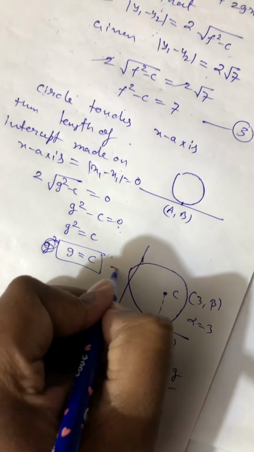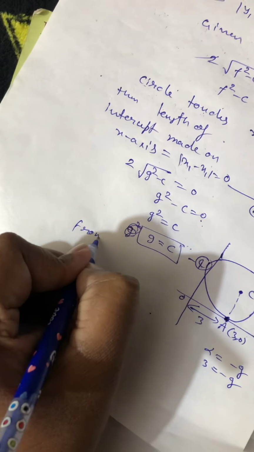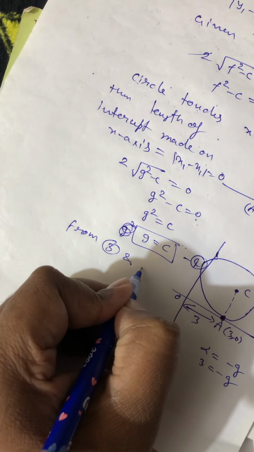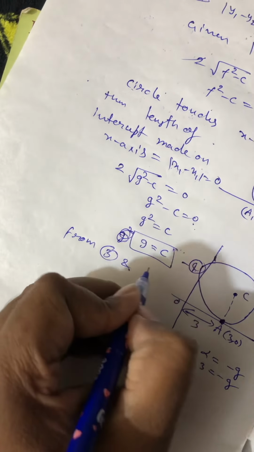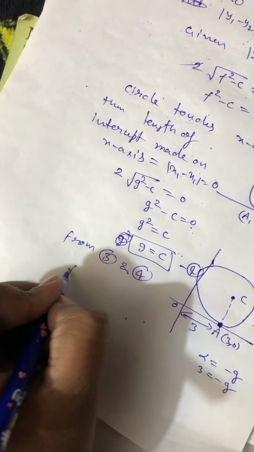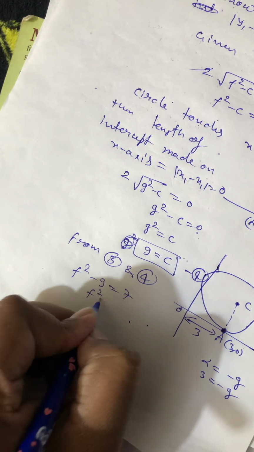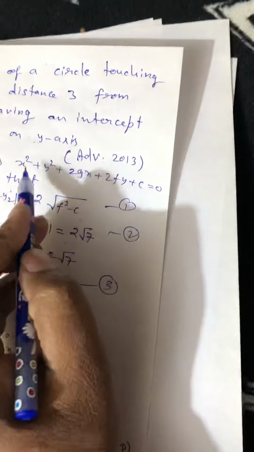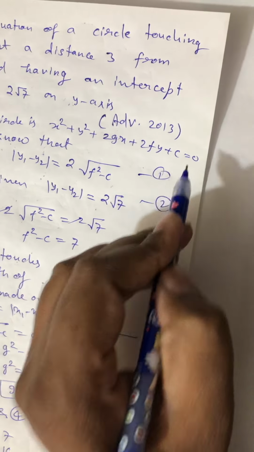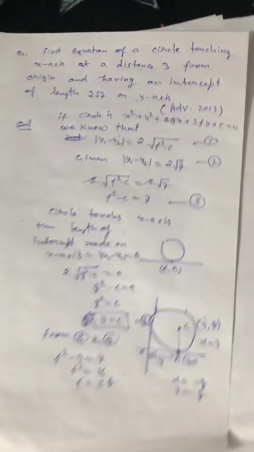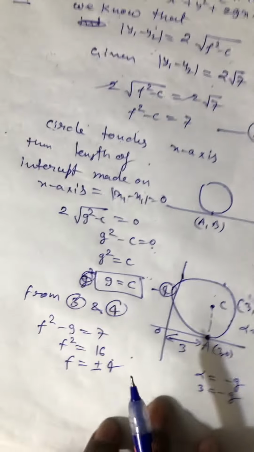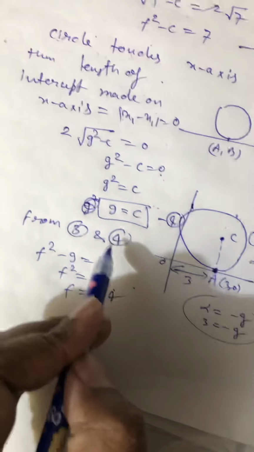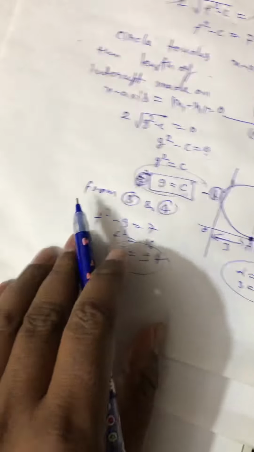Using the value of c from 3 and 4, I can also find the value of f. Using 3 and 4, f square minus 9 is equal to 7, so f square is equal to 16, f will be plus minus 4. So we have the general equation of circle, x square plus y square plus 2gx plus 2fy plus c is equal to 0. And here we have 3 variables g, f, c, and I found out all 3 variables g, f and c. So I can put the values of g, f, c in the equation, suppose I say a.